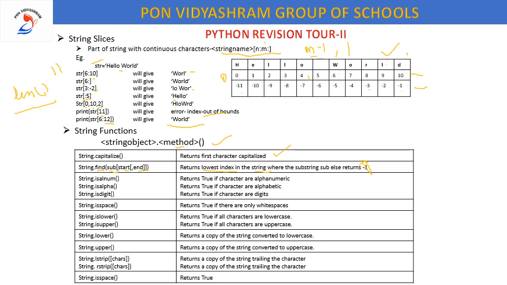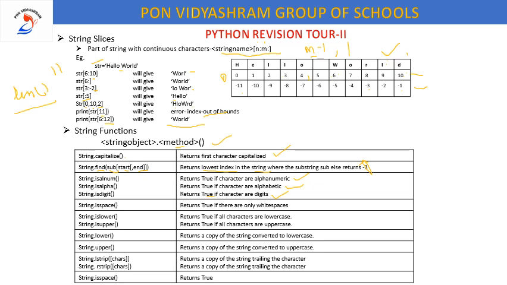The next one is string dot isalnum. It returns true if all the characters in a string are alphabets or numbers, else it returns false. Then string dot isalpha. It should be fully alphabetic characters or it returns false. String dot isdigit. All of the string should hold digit values 0 to 9; in that case it returns true, or it returns false.